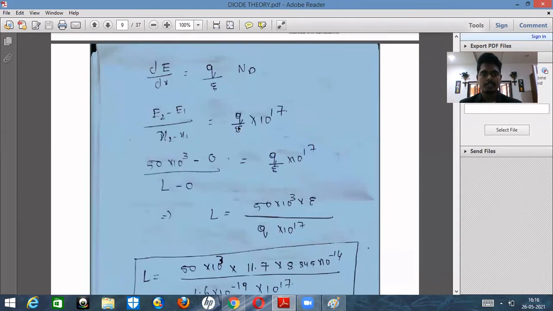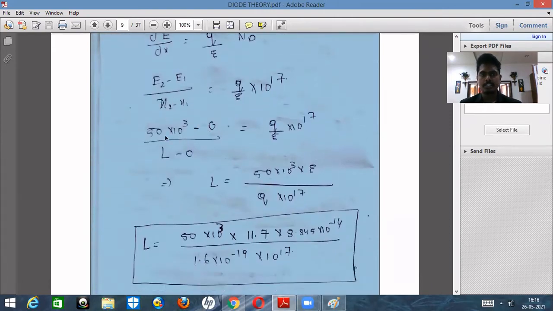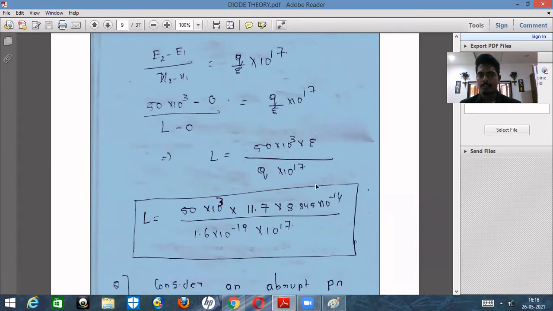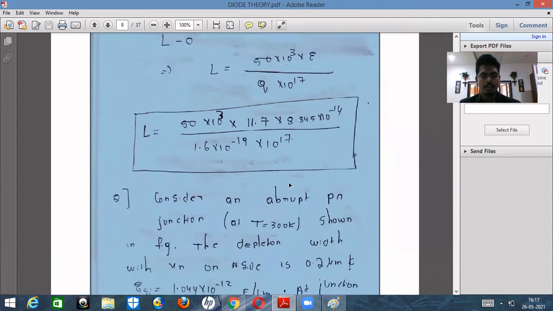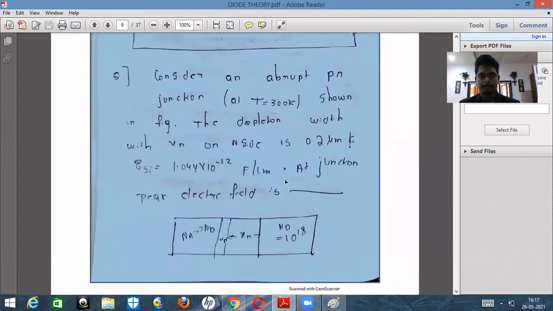So next, (E2 minus E1) by (x2 minus x1) equal to q by epsilon into Nd, which is nothing but 10 power 17. So here E2 is 50 kilo and E1 is 0, divided by x2 minus x1, which is L minus 0, equal to this one. So if you substitute the value of L, you will get this one. Okay, so if we calculate it in the calculator, you will definitely get the value. Okay, simple. So you can see the next problem on the screen, right?